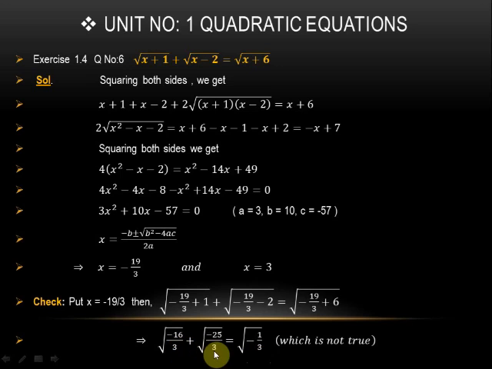Clearly, left hand side values are not equals to minus 1 by 3, which is not true.